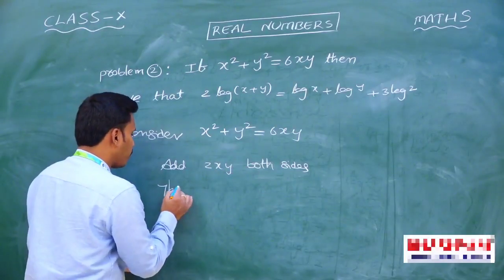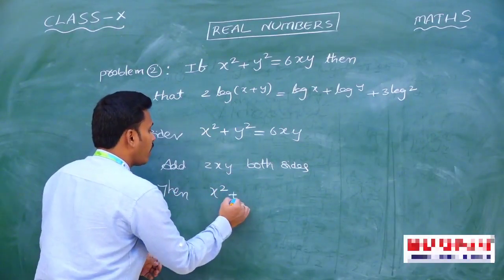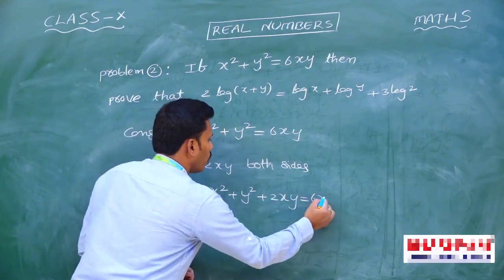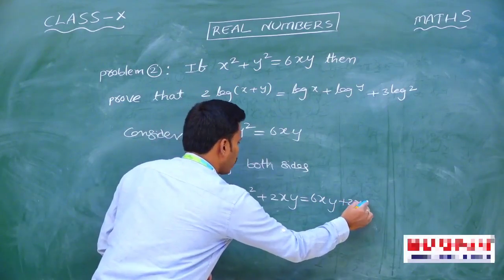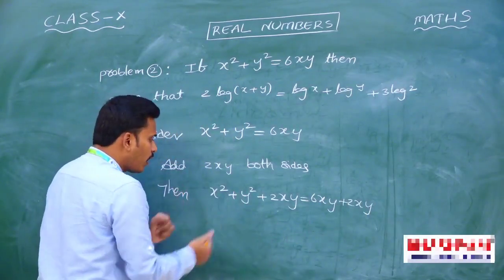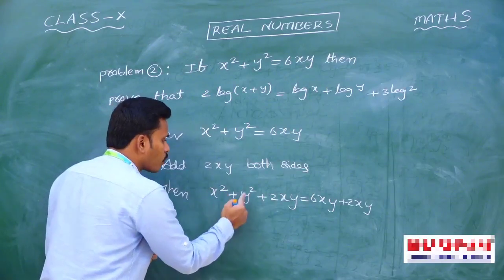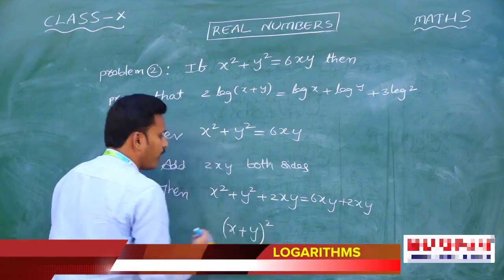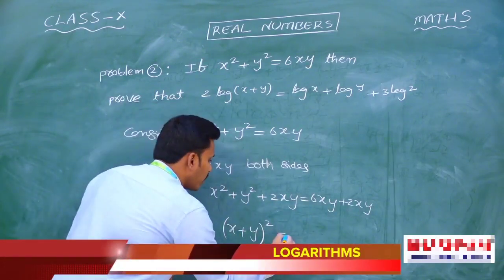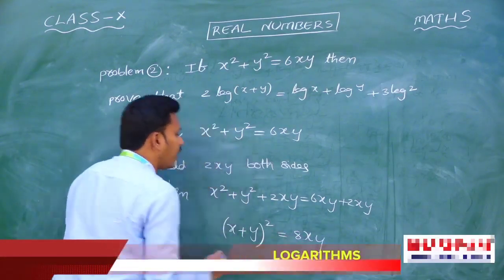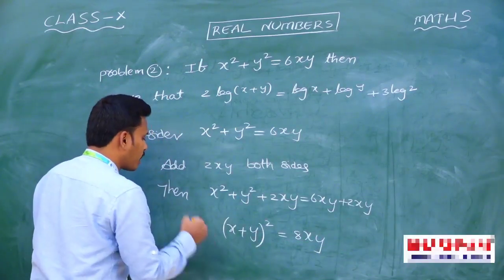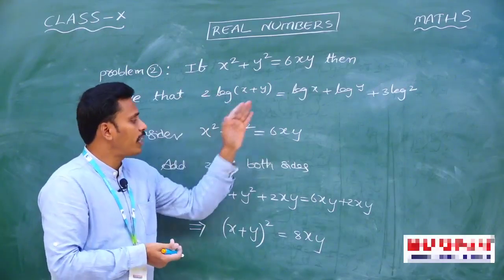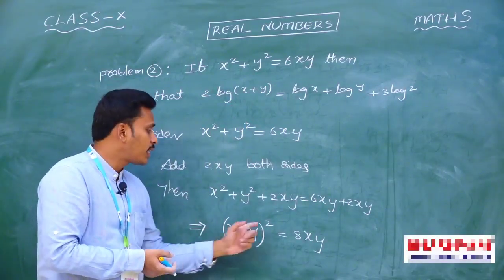Then what will happen? We get x square plus y square plus 2xy is equal to 6xy plus 2xy. Now in the left side, x square plus y square plus 2xy is clearly (x plus y) whole square, whereas on the right side, 6xy plus 2xy is nothing but 8xy. So we have (x plus y) whole square is equal to 8xy. And now to prove this statement, you just apply logarithm on both sides.